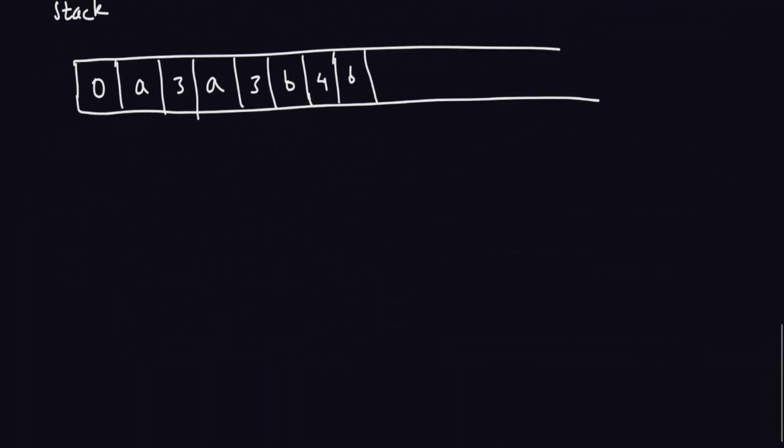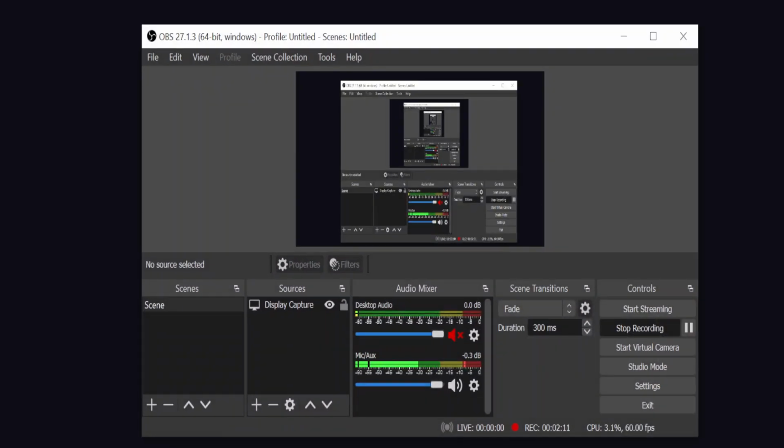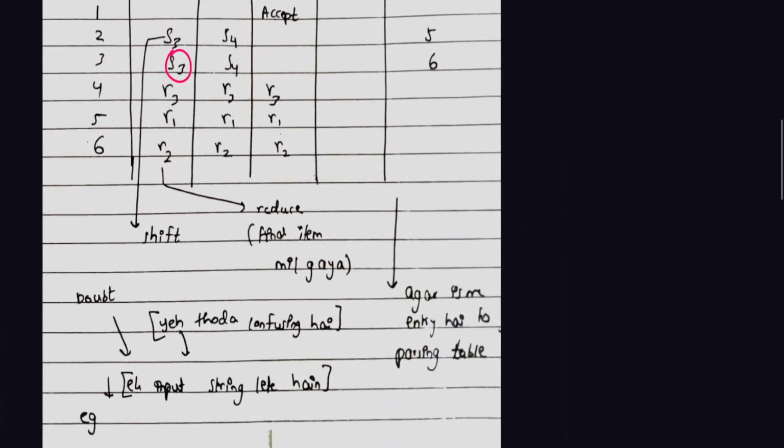So let me just draw the tree that will be formed. A, B, and B, and this is the dollar sign. Yeah, this is the dollar sign. Now we will check what happens to B when it is at state 4.